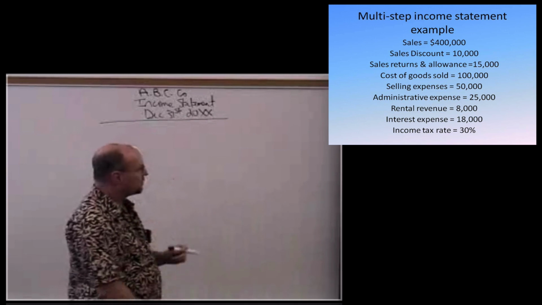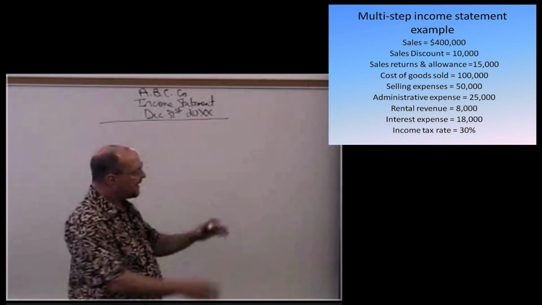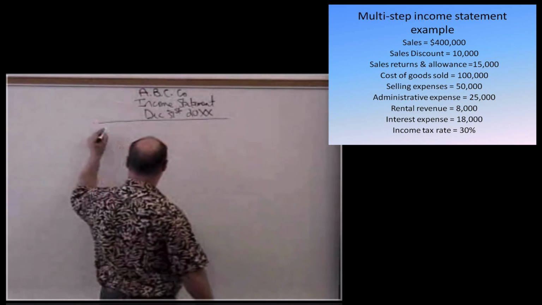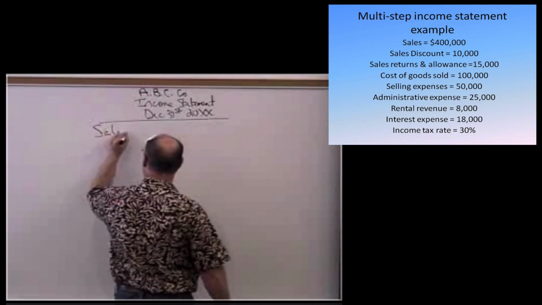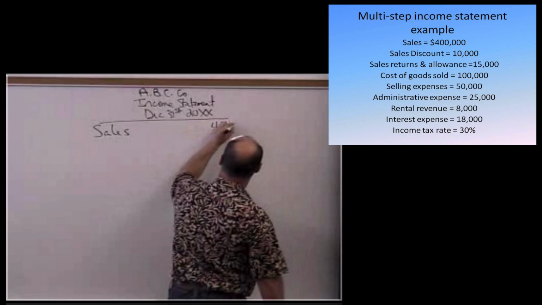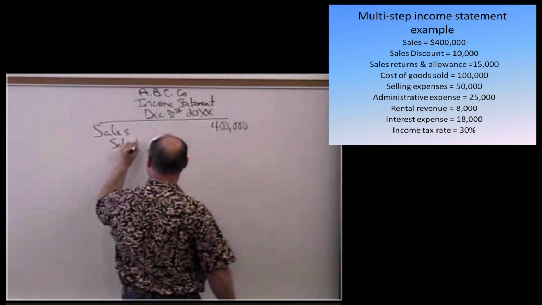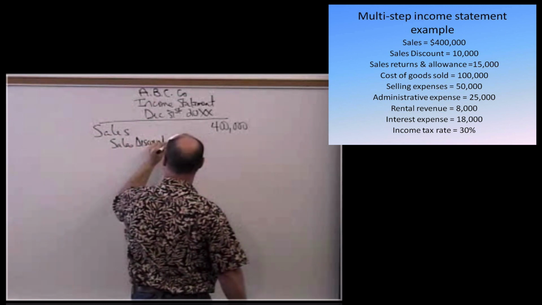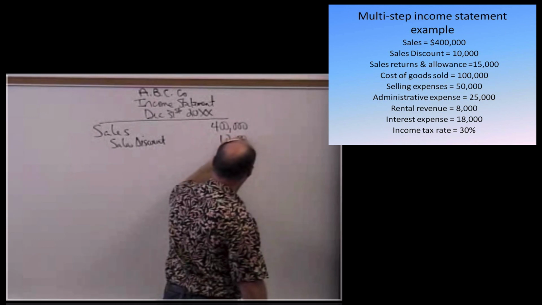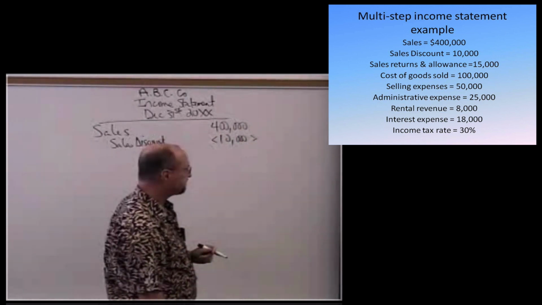Okay, let's prepare a multi-step income statement, since you may have to do this on an exam and you want to understand how to prepare such a financial statement. We start with sales. Sales is $400,000. From this, I'm going to subtract my sales discounts. And sales discounts was $10,000. And I'm going to put parentheses or brackets around that. That tells me I have to subtract that number.